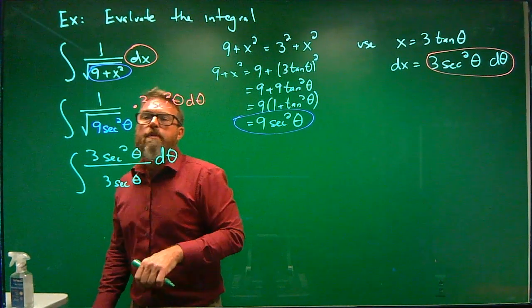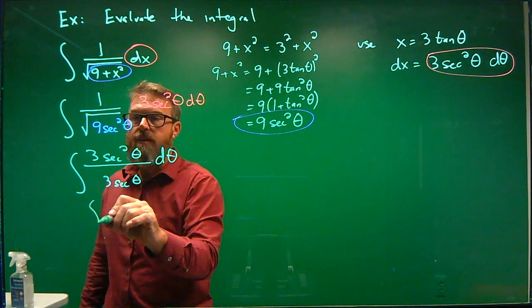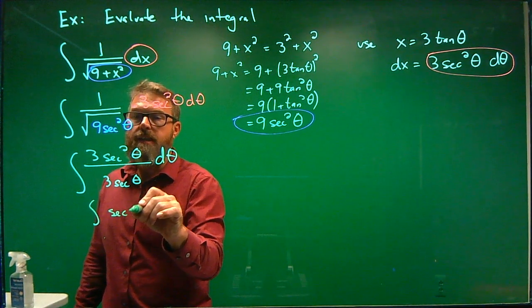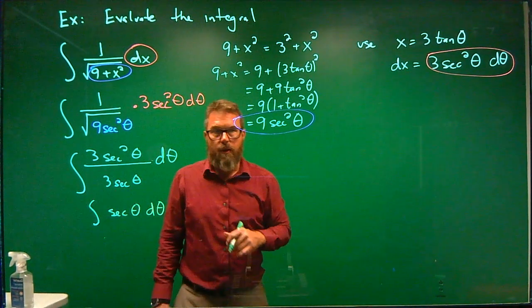Okay. Now simplifying, we can see that the 3's cancel, one of the secants cancels, so this is going to be equal to the integral of the secant of theta d theta. And we know how to integrate that thing.